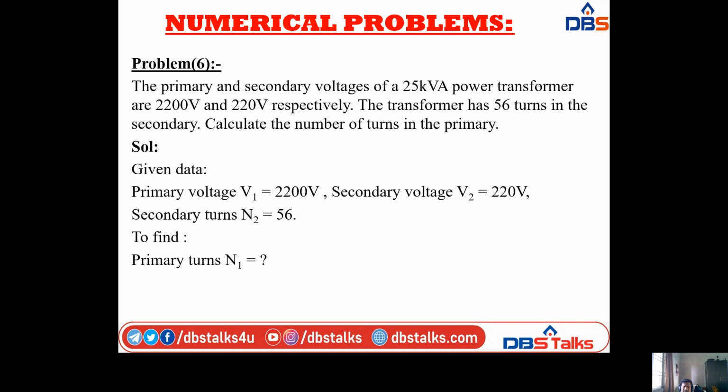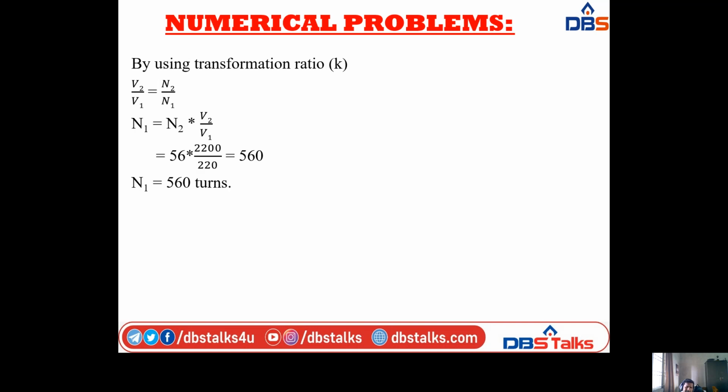To find N1, simply by using transformation ratio, K is equal to V2 by V1 is equal to N2 by N1 is equal to E2 by E1 equal to I1 by I2, right? So from that we have to determine the number of turns in the primary. N1 is equal to V1 by V2 into N2. So we know the N2 value 56 into V1 value 2200 divided by V2 220. So N1 is equal to 560 turns. Number of turns in the primary equal to 560.